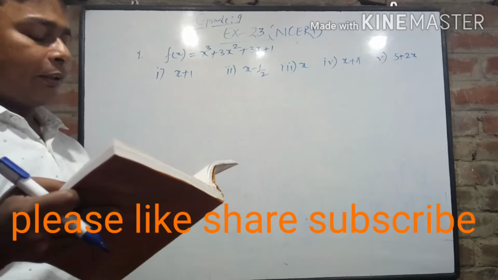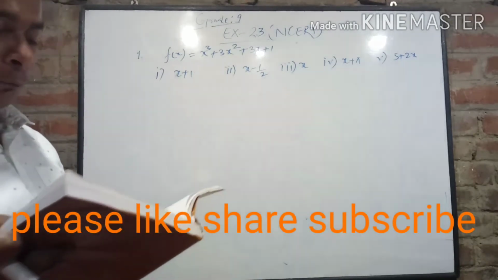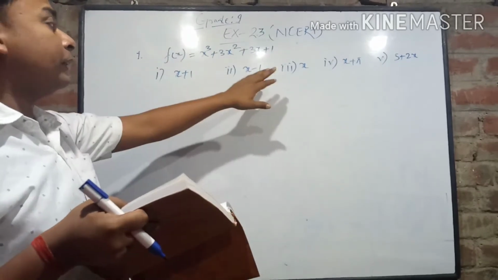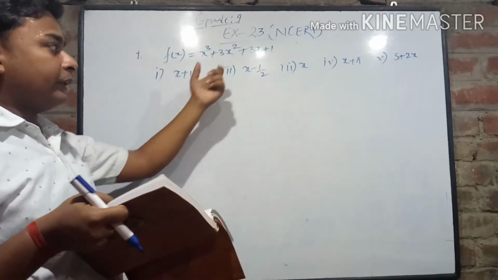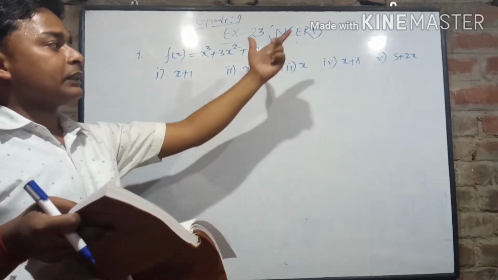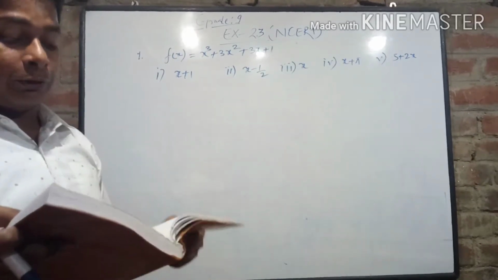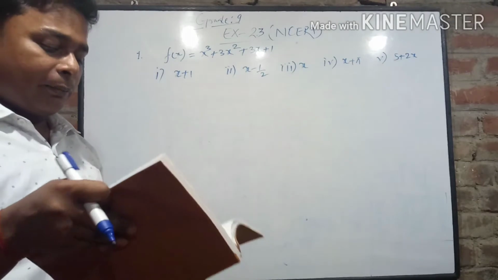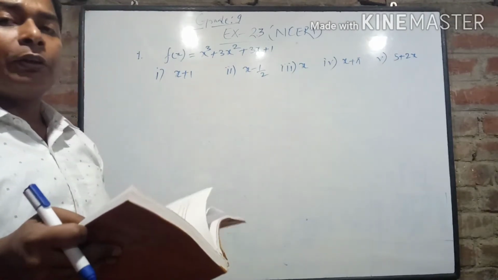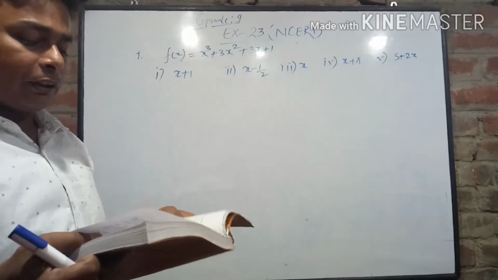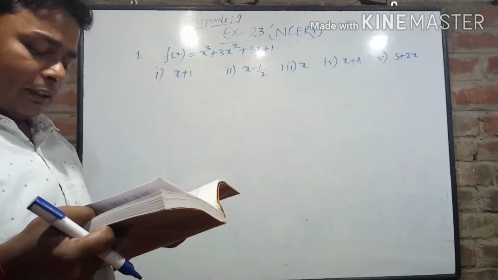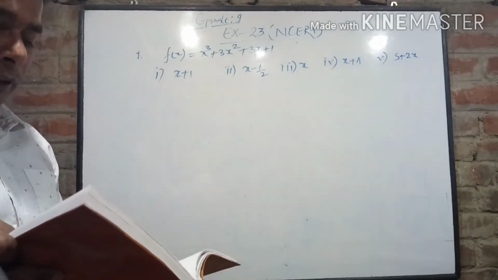Question 2.3 says: find the remainder when x³ + 3x² + 3x + 1 is divided by x + 1, x − 1/2, x + π, 5 + 2x. For this we have learned one of the methods known as the remainder theorem, in which we don't have to go for the long division. We simply put in the value of x and we can easily get the remainder.